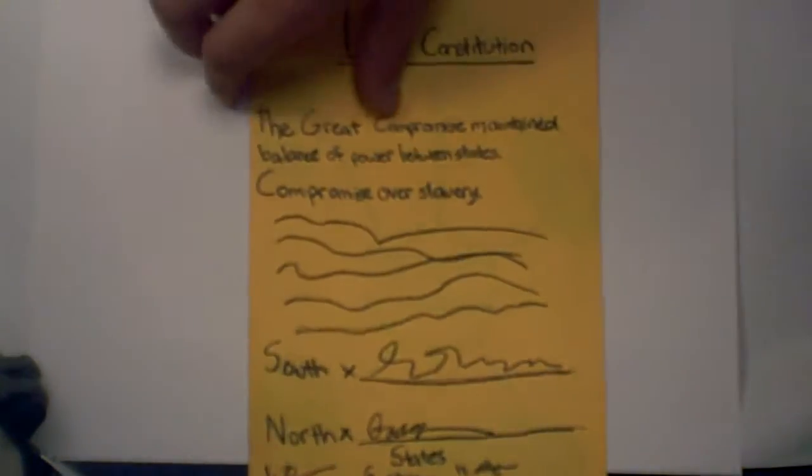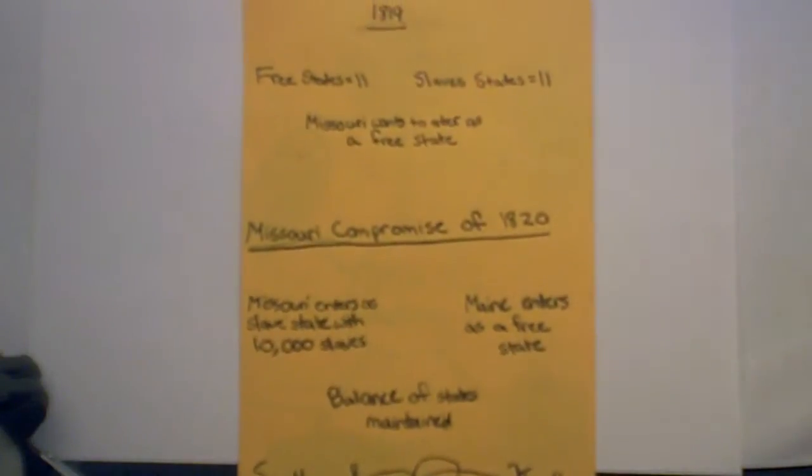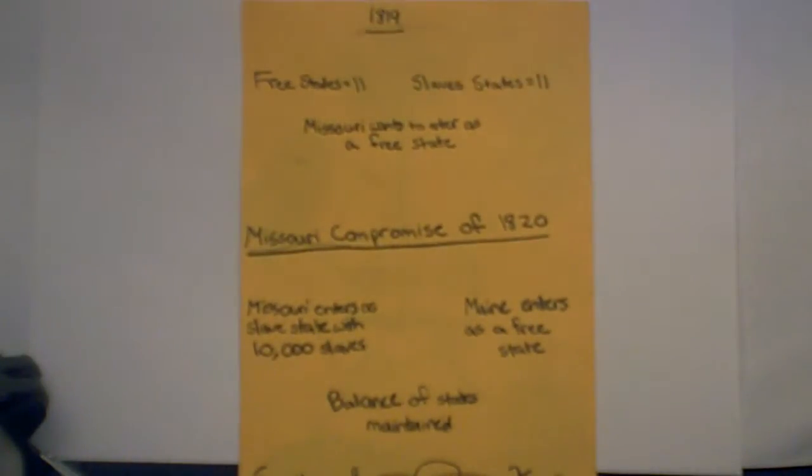The second compromise was called the Missouri Compromise of 1820. It required that there would be an equal number of free and slave states. With Missouri and Maine wanting to join the Union as free states, the balance would be off. It was agreed that Missouri would join as a slave state and Maine as a free state, and the balance would remain.